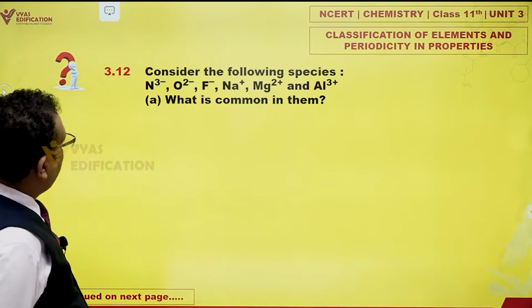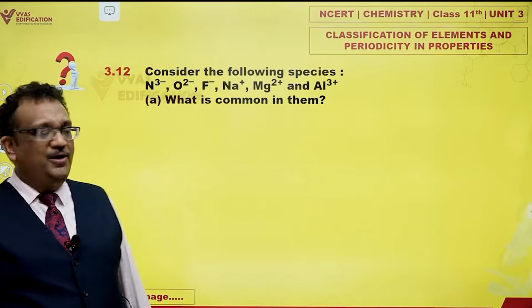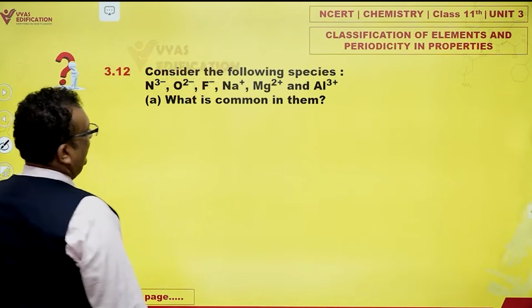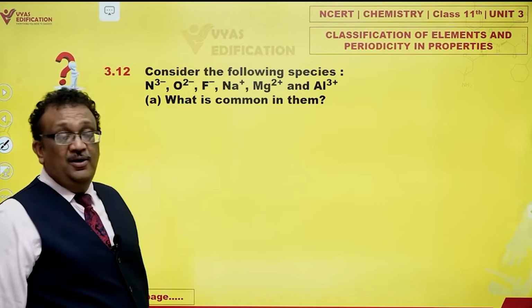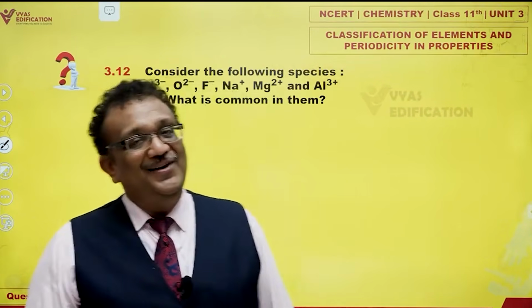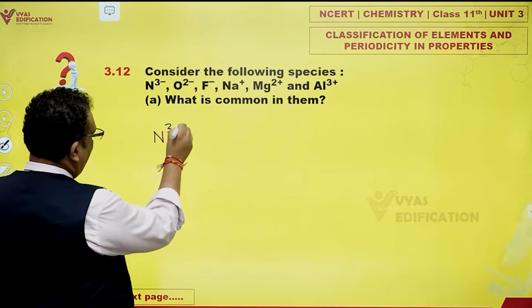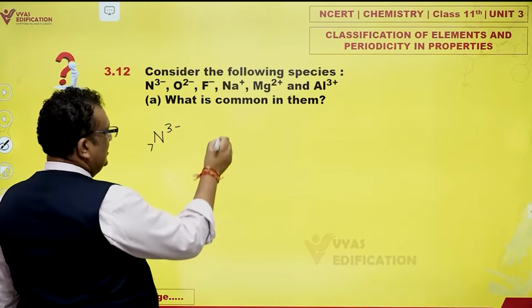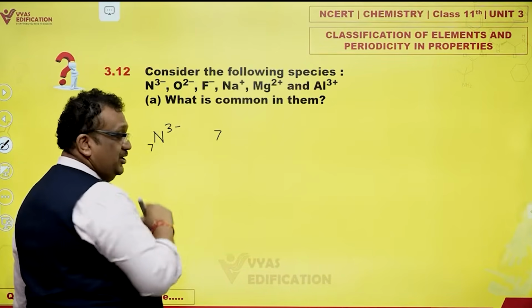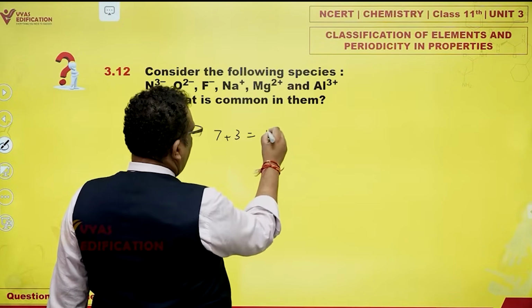Consider the following species. What is common in them? We just took a look. Well, nitride, oxide, fluoride, sodium, magnesium, aluminium, all of them have 10 electrons each. They are isoelectronic. We just see nitride ion. This has 7 protons in the nucleus. That means 7 plus 3, 10 electrons.